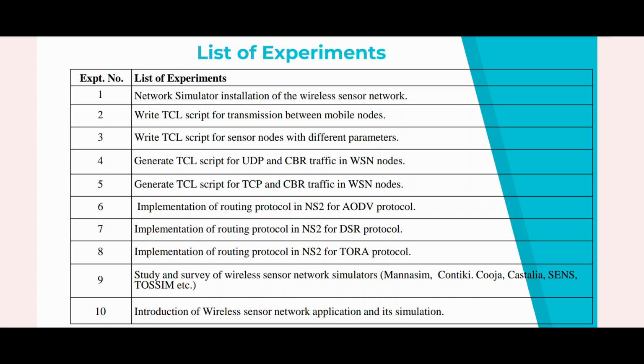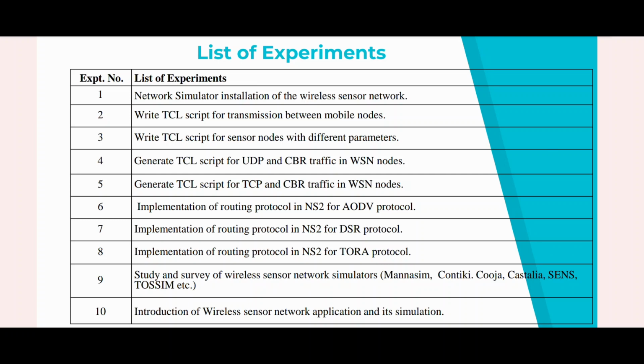Fourth one, generate TCL script for UDP and CBR traffic in WSN node. So we're going to design one sensor network with the help of the UDP protocol, and we'll check the different technical parameters with this particular experiment. And the same way, we'll have the same experimentation, but now we are changing the protocol. Instead of UDP, we can use the TCP protocol. So your fifth experiment is generate TCL script for TCP and CBR traffic in WSN node.